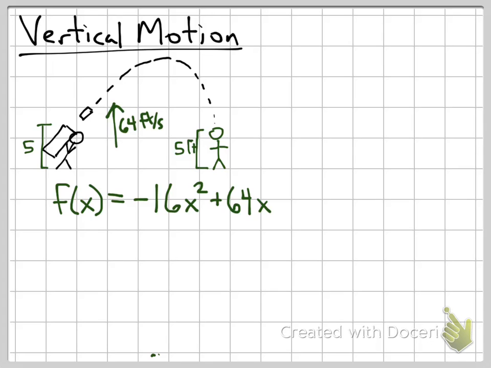Now we're going to put that into our formula. Our equation has the amount that it's slowing down, the negative 16x squared, which is eventually going to bring it back down, plus the 64x, and then plus 5.